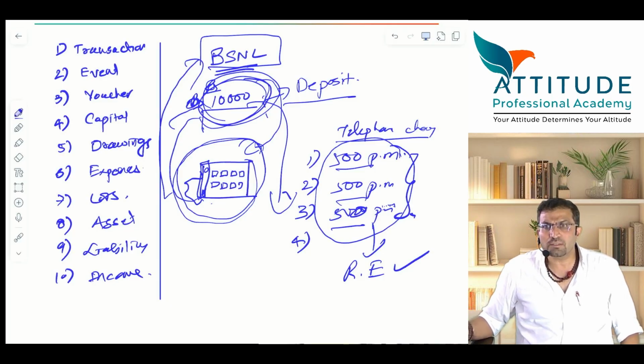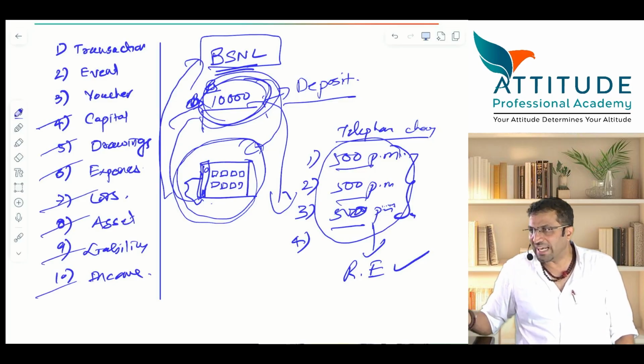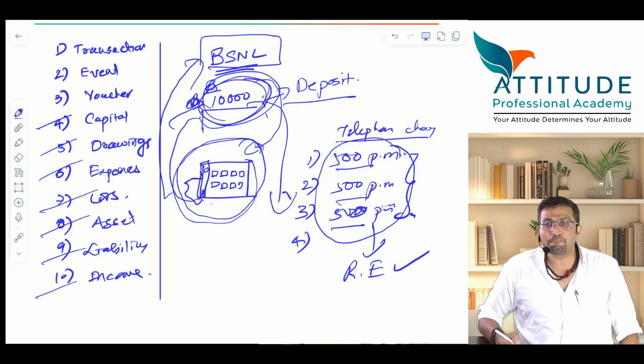So then what is it? Is it a capital? Is it drawings? Is it expense? Is it loss? Is it asset? Is it a liability? Is it income? What is it? We have to fall it somewhere, right? What is it?